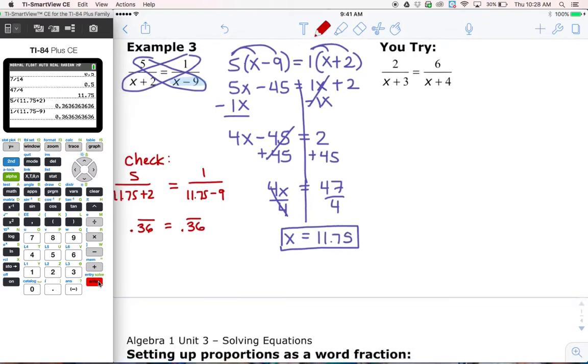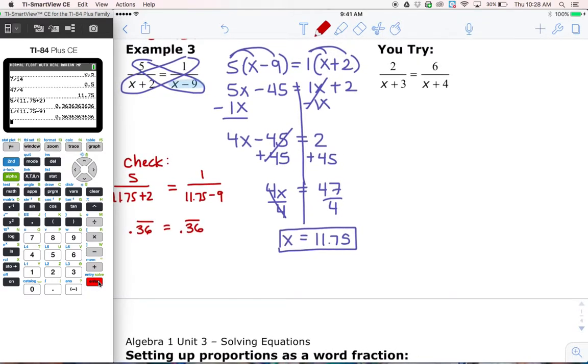Okay? Pause the video, guys. Try it on your own. Go ahead and try the next problem, the UTRI problem. All right. The answer to this UTRI problem ends up being x is equal to negative 2.5.